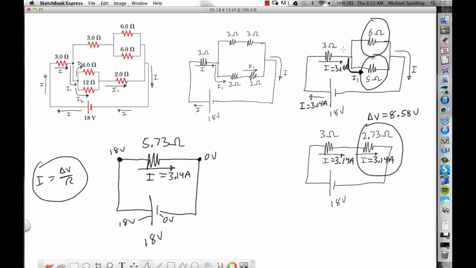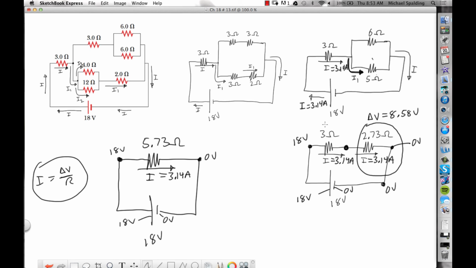Let me explain, because I don't think you guys totally get this yet. Look, here's how volts work. Start at the battery. 18 volts, 0 volts. So how many volts do we have right here? 18 volts. How many volts do we have over here? 0. Right there, 0. Now look, what happens when you cross this first resistor? You're going to lose some volts, right? How many volts do you lose across the first resistor? Just go I times R. 3.14 times 3, we get 9.42.